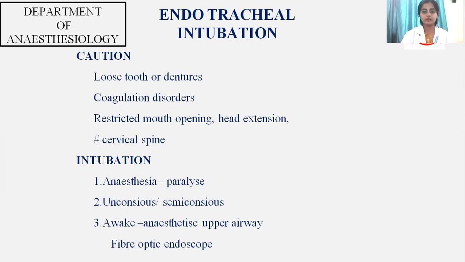Now, when do you carry out the process of intubation? First, you need to give proper, adequate anesthesia to the patient, which includes paralyzing the patient as well. Whether the patient is unconscious or semi-conscious, you need to check for that also. In case the patient is awake and you are going to carry out a certain procedure, you need to anesthetize the upper airway via fiber optic endoscopy.